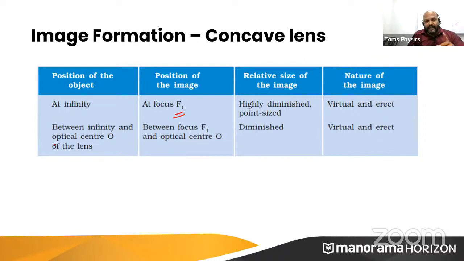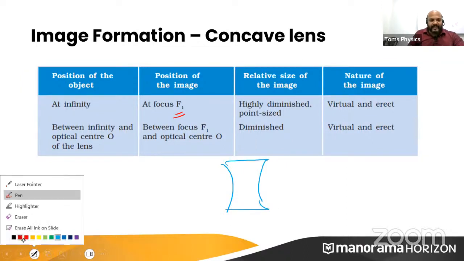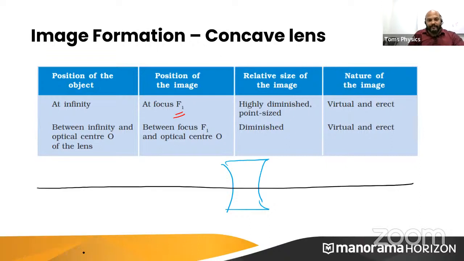If it is between infinity and the optical center, which means that if you have a concave lens like this, and it is being placed anywhere that is not infinity, it can be here, here, you can keep coming closer, you can get right next to that lens. It will always be giving you a diminished, virtual and erect image, just like your rear view mirror. So you can just remember that example if you ever feel any doubt as to how I will write the image formation for a concave lens.